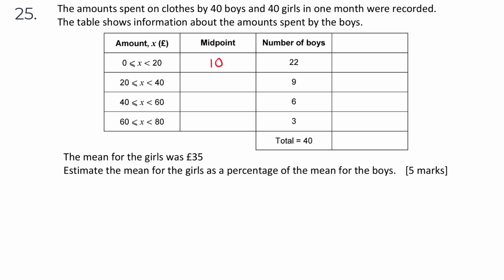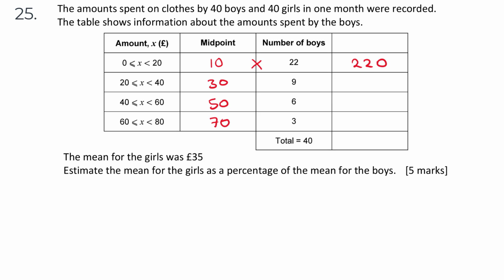Going down the list and working out the other midpoints: 20 plus 40 is 60, divided by 2 is 30. 40 plus 60 is 100, divided by 2 is 50. And 60 plus 80 is 140, divided by 2 is 70. They're the midpoints that I'm going to be using. If I'm saying that 22 boys spent, well, I'm estimating £10 each, then between them, if I multiply those together, 22 times 10 is 220.